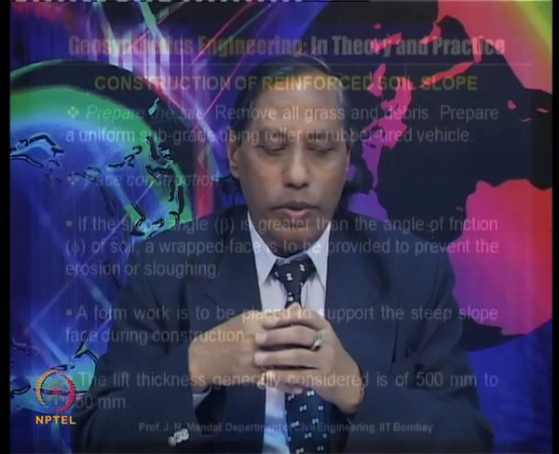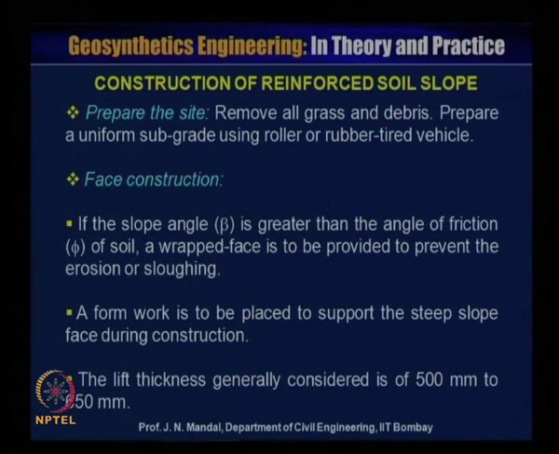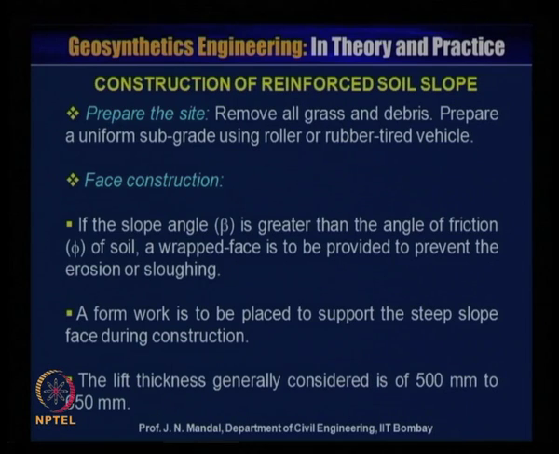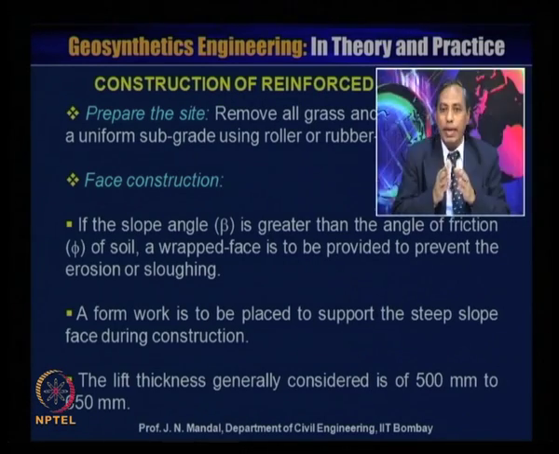Now, construction of the reinforced soil slope. First of all, you have to prepare the site. You remove all the grass and the debris and prepare a uniform subgrade using the roller or rubber tyre vehicle. Now, how to do the face construction? If the slope angle beta is greater than the angle of friction phi of the soil, a wrap face is to be provided to prevent the erosion or the sloughing.